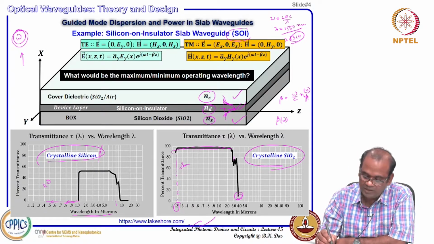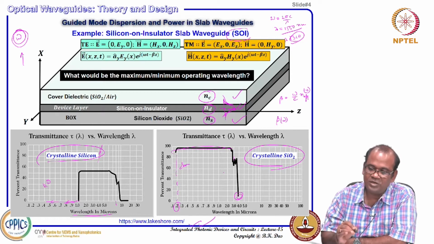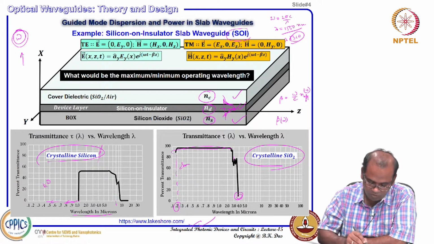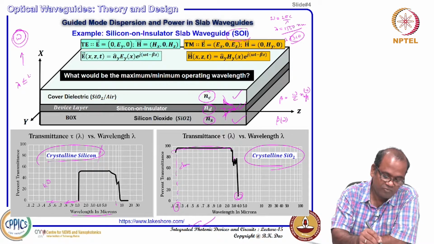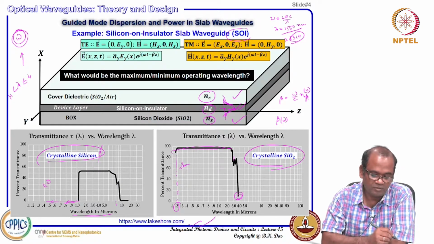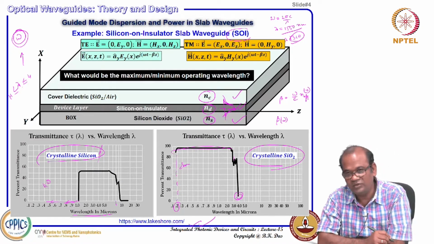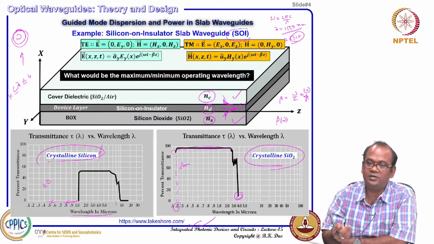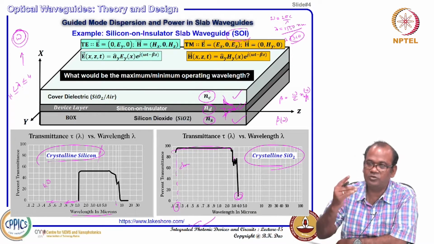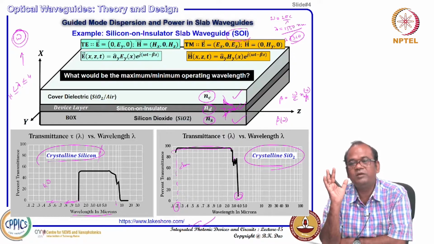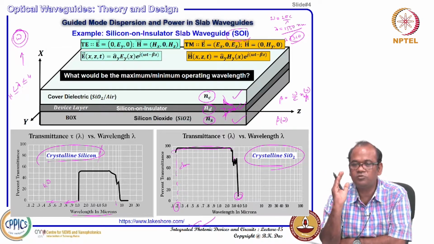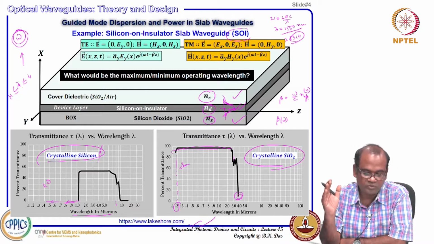So, I can use up to 4 micron, which is actually from lambda 1 to 4 micron, I can say that. So, lambda can be less than 4 and greater than 1.1 micron. Within that range it is transparent in both the box region as well as the core region. That is very important whenever you are using silicon on insulator: you should know the wavelength range or frequency range of operation.